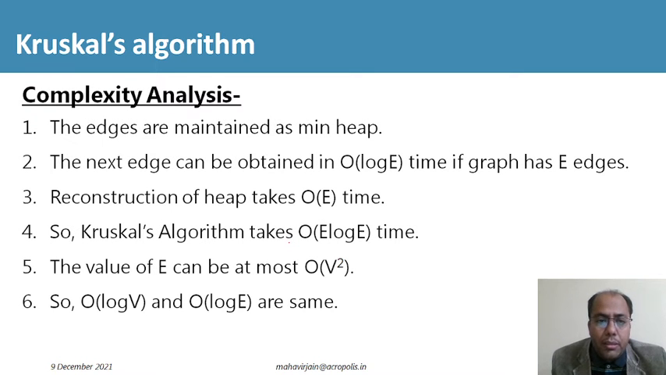For the complexity analysis of Kruskal's algorithm, the overall complexity will be order of E log E. E can be replaced by V, because the maximum number of edges can be considered as V square. So we can replace E with V. So the overall complexity can be written as order of E log E or order of V log V. Okay.